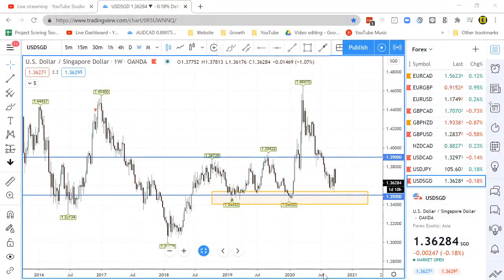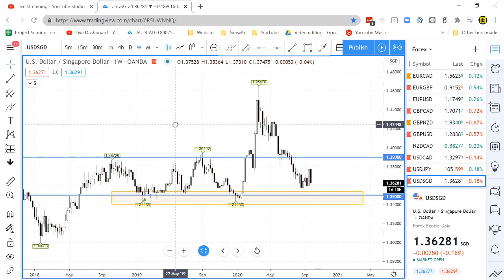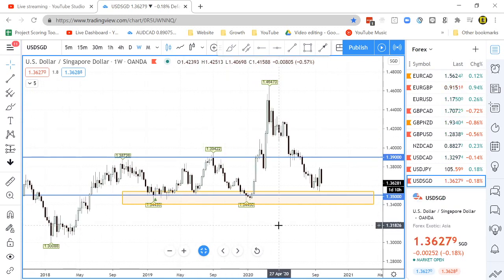Okay, so let's do a quick quiz here for fun. You guys tell me if it's ranging or trending. Okay, how about this pair? This is the USD Singapore weekly chart. Is it ranging or trending? It's ranging because you have these highs and these lows. It's always the same, except this one where we came back inside the range.